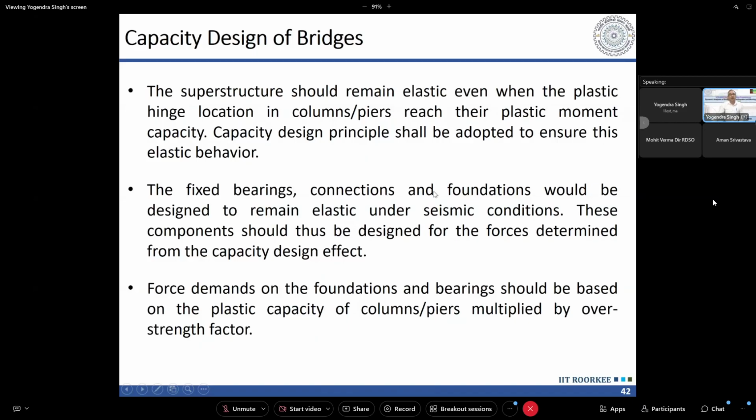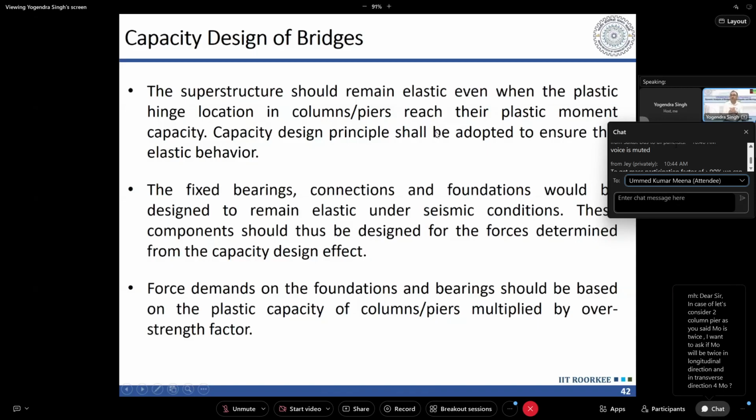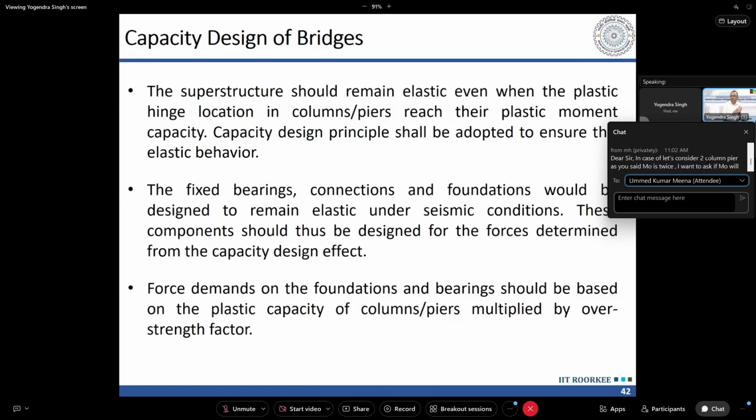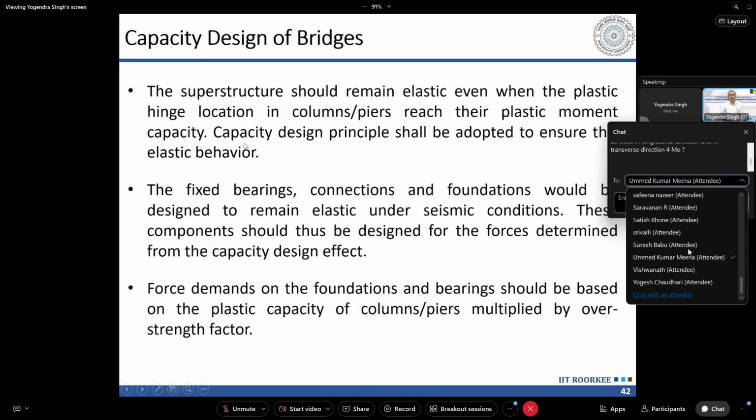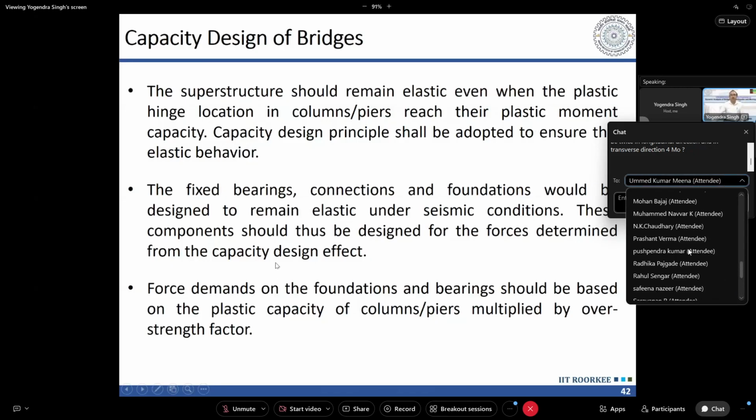Our superstructure during an earthquake should remain elastic, because there is no location in the superstructure where we can dissipate energy, where we can provide ductile detailing. So we design our superstructure in such a way that no hinges form in the superstructure. The hinges form in piers only.